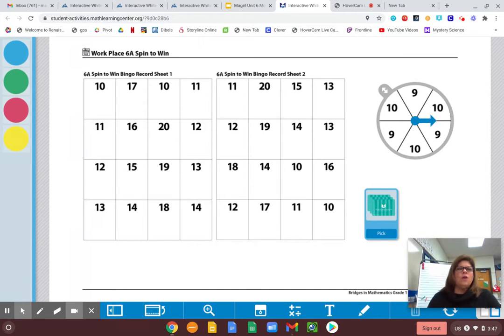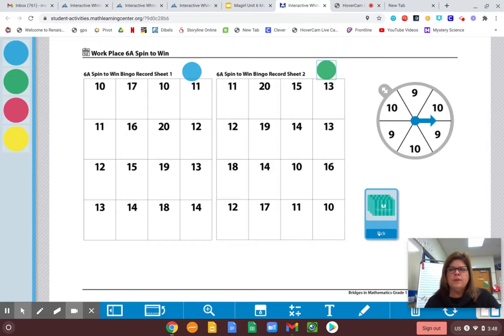Now you'll see that there are 2 bingo sheets. This one will be for me, and then this one will be for you as we're going to play it together now. And then later when you play it at home, you can have one of the sheets, and the grown-up or the older person you play with will have the other sheet. Basically, you're first going to pick your color. So I'm going to be the blue marker, and you can be the green marker color.